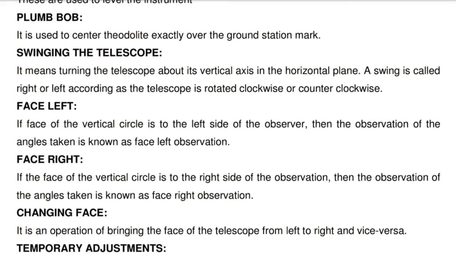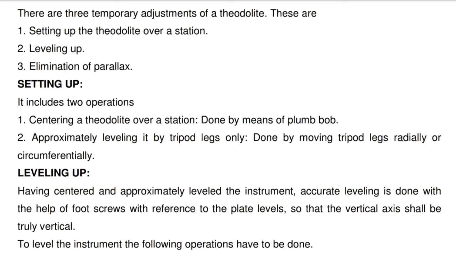Face right. If the face of the vertical circle is to the right side of the observer, then the observation of the angles taken is known as face right observation. Changing face. It is an operation of bringing the face of the telescope from left to right and vice versa. There are three temporary adjustments of a theodolite. These are: 1. Setting up the theodolite over a station. 2. Leveling up. 3. Elimination of parallax.